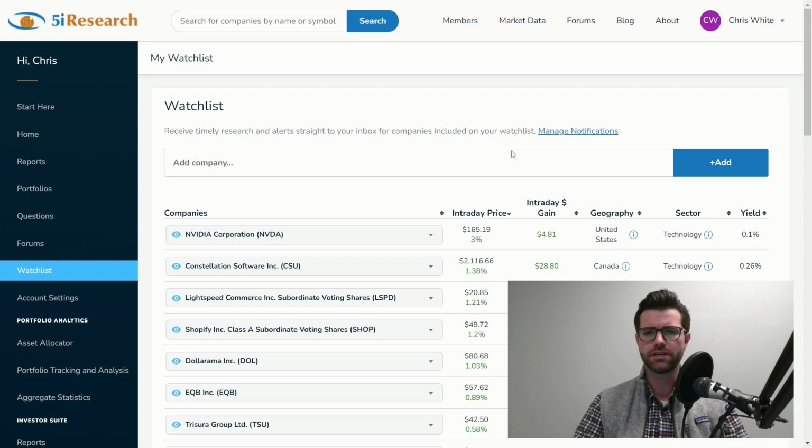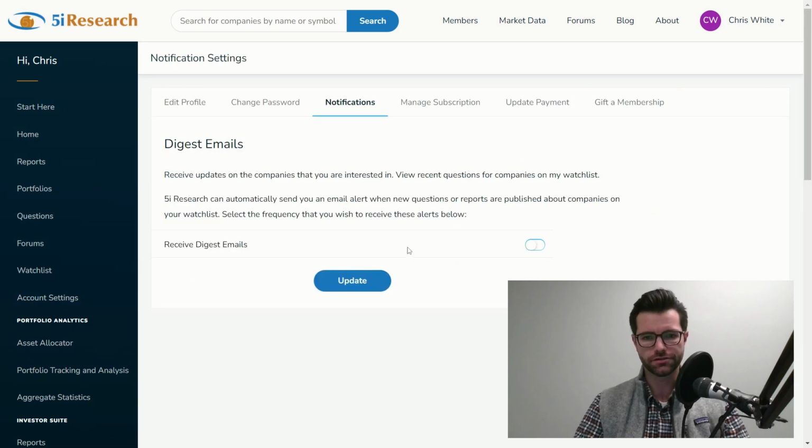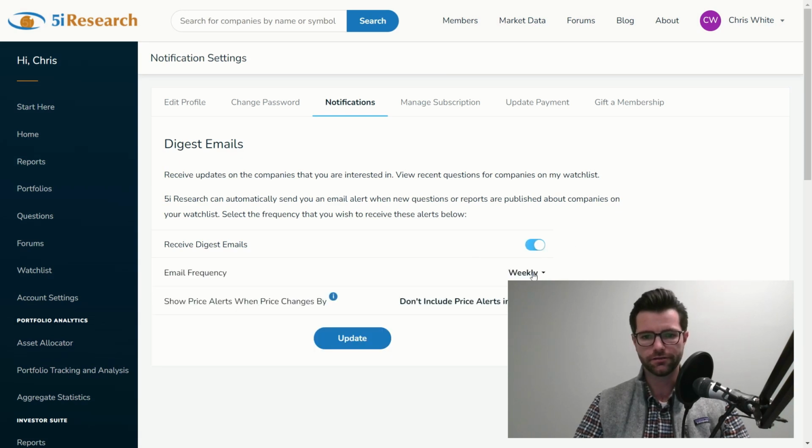Members can also receive weekly emails on their watch list by heading to Manage Notifications, turning on Receive Digest Emails, selecting the frequency, daily or weekly, and then looking at the different percentage price changes that they want to receive alerts on. When members opt in to receive the weekly digest email, they'll receive email alerts on when new questions or reports are published on companies within their watch list.